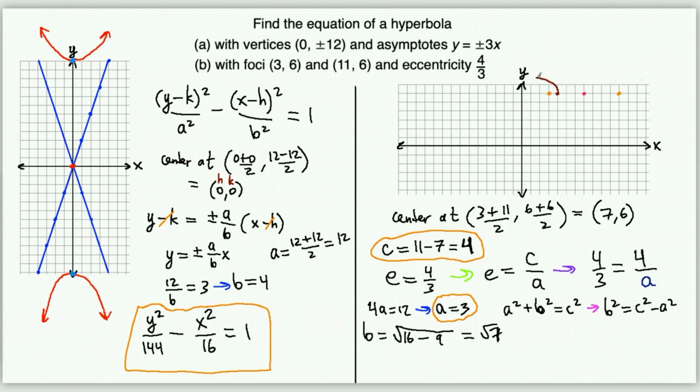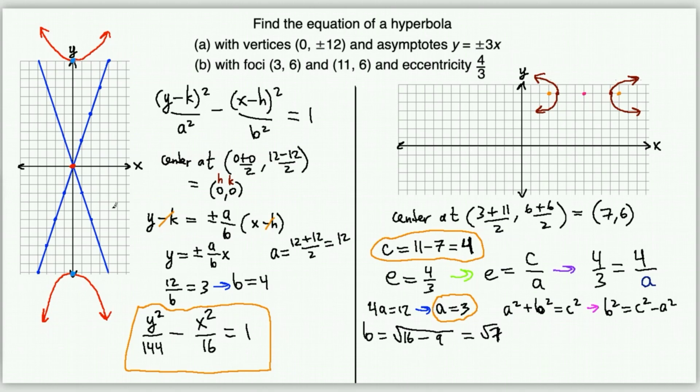So the graph will look something like this, with the same distance of 3 from the center to the right. So this is the second vertex, and the hyperbola will look like this. The foci are behind the hyperbola curves, as they should be. So now we can find the equation.